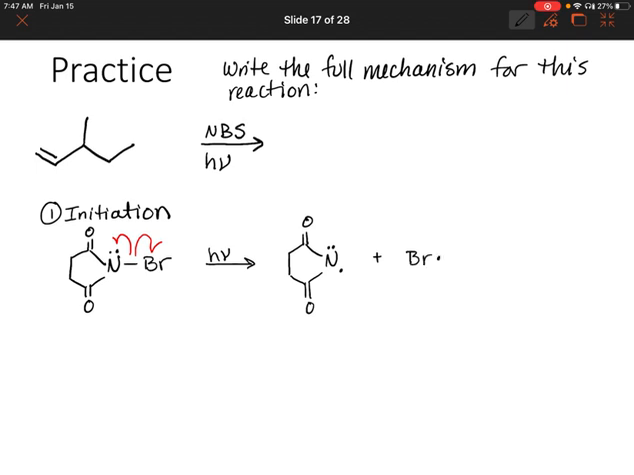Great. Easy enough. Now for the propagation steps. Remember, the first step will be hydrogen abstraction. So let's look back at our starting material, our starting alkene. Where would we abstract a hydrogen? Or what would give us the most stable radical?